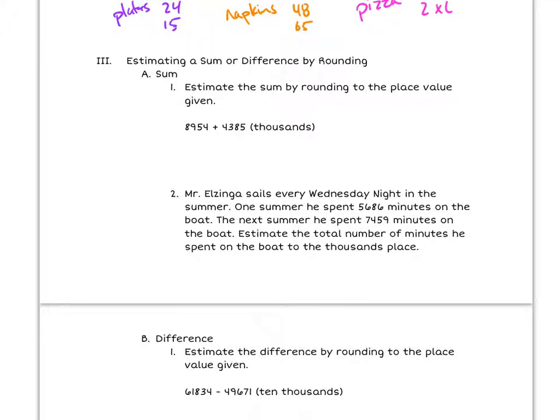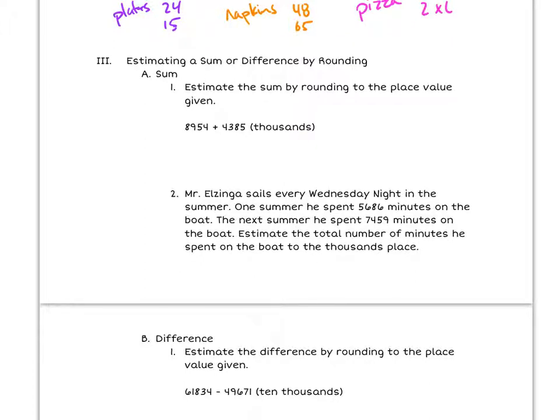Who remembers what a sum is? The plus sign. Yeah, plus, adding. Yes. Difference, we'd need to subtract. Okay. So sum. Estimate the sum by rounding to the place value given. So now you got to think about place values. Do you remember your place values?